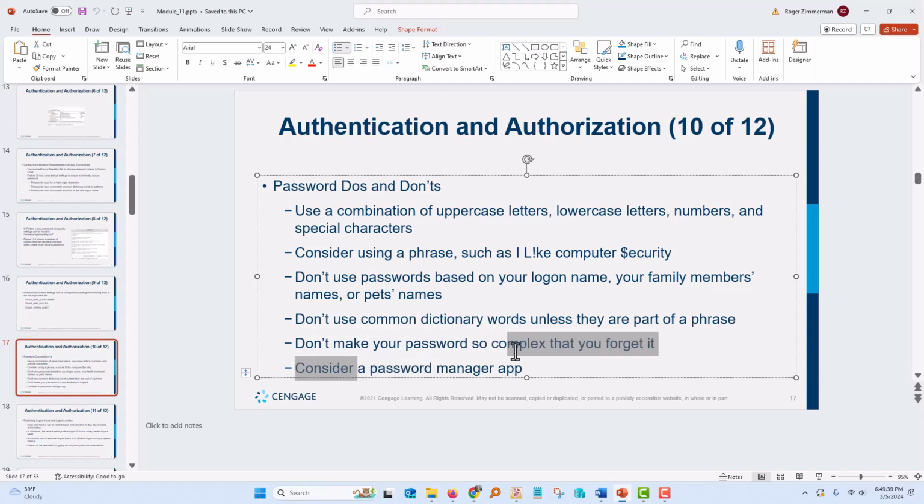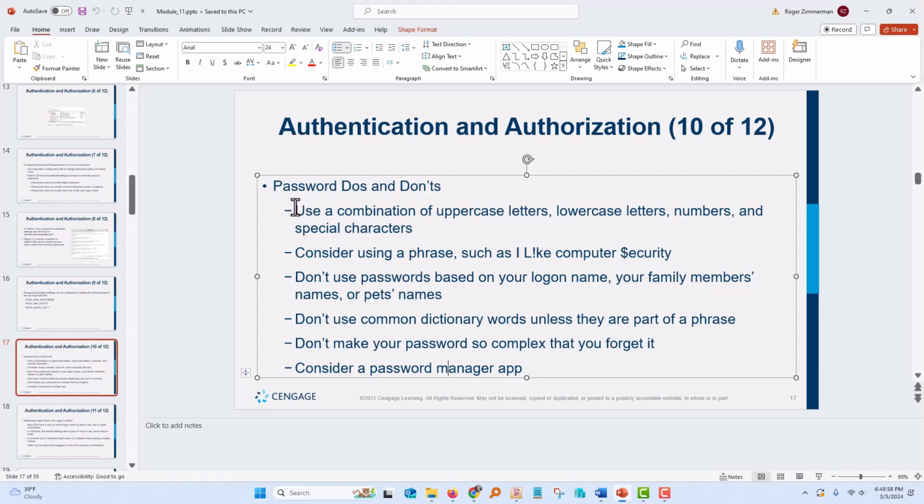And then consider using a password manager app. So I use a password manager app. I use LastPass on my computer. There are also password managers built into your Chrome or Firefox, for example.